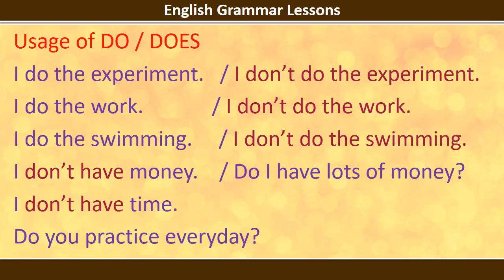If it is an interrogative sentence, then we say, do you practice every day? We use do in the beginning of the sentence. Don't you practice every day? It is the negative form of do in an interrogative sentence. Don't you swim every day? Okay, is it clear?